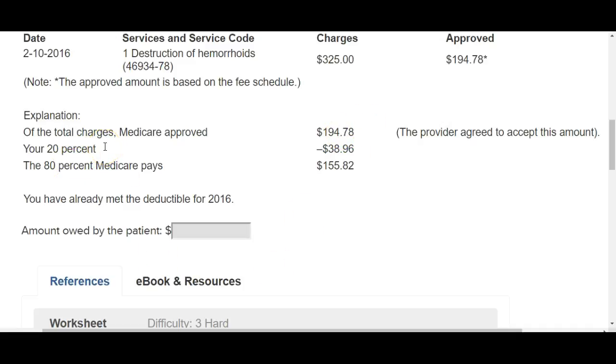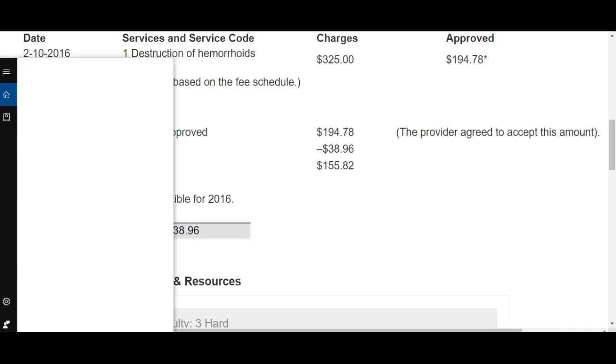The 20% that the patient is responsible for is $38.96. And then that makes the 80% that Medicare is going to pay $155.82. So if the patient's already met the deductible, we need to know the amount that's owed by the patient. Well, if they've already met the deductible, then there's no additional money owed to the provider for deductible costs. So the only thing that the patient would owe in this instance would be $38.96. And let me show you how that came about.